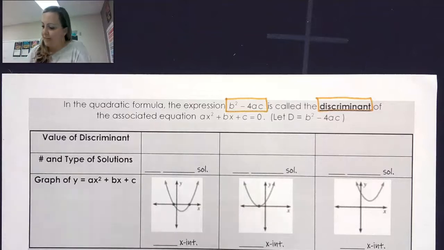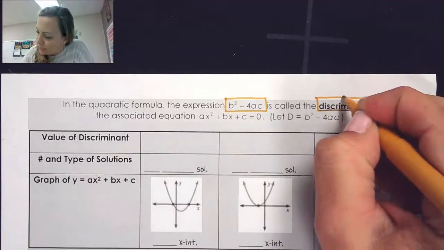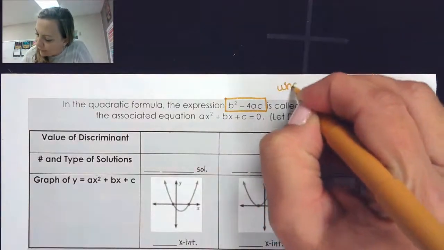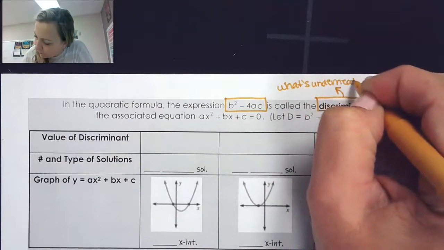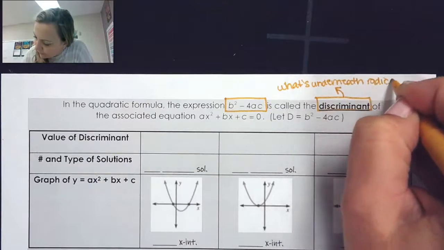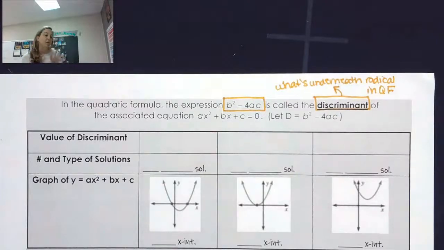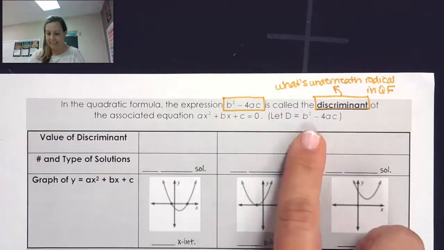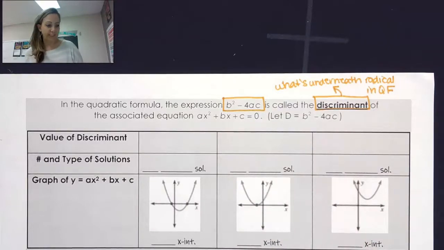So again, the discriminant essentially isn't anything new you have to memorize, okay? The discriminant was what's underneath the radical in the quadratic formula, okay? So the discriminant is already something that you should have memorized based on our work with the quadratic formula. And so now there are just some special things that we can tell about our discriminant. So let's let D be our discriminant, which again is b squared minus 4ac.